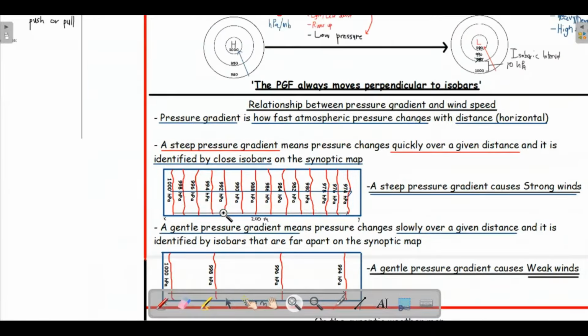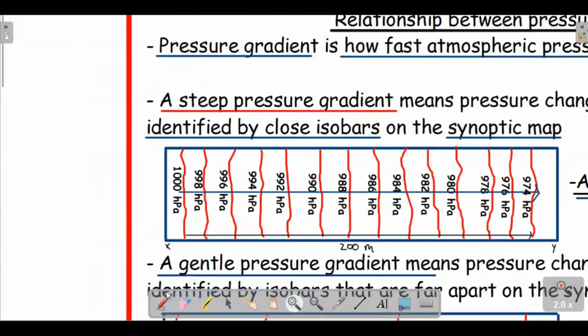Another thing that I think we have to mention here is that with a steep pressure gradient, if you have warm air right over here, the warm air will rise up violently. It will rise up very rapidly, like very fast. So we see rapid rising air. It rises very quickly because the pressure gradient is strong.